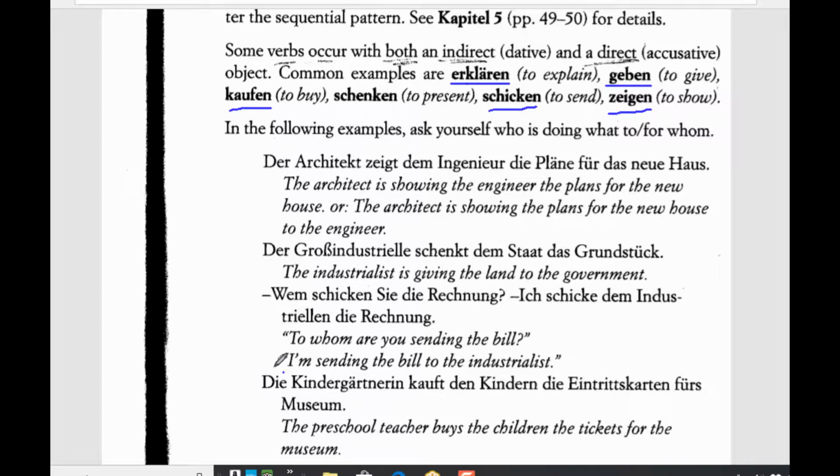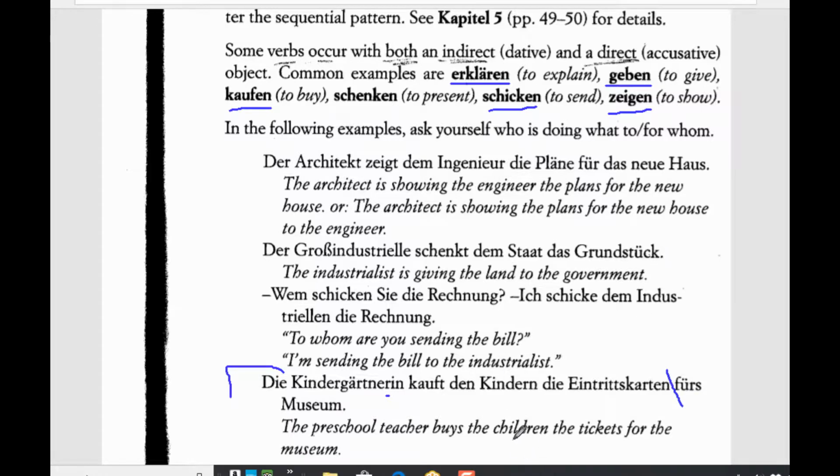Let's just do this last one, another example down here. Die Kindergärtnerin, which is the preschool teacher, the kindergarten teacher, female, IN, kauft den Kindern die Eintrittskarten. Just up to there. Translate or repeat. Die Kindergärtnerin kauft den Kindern die Eintrittskarten.